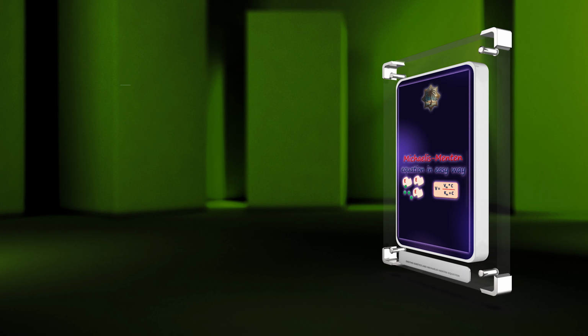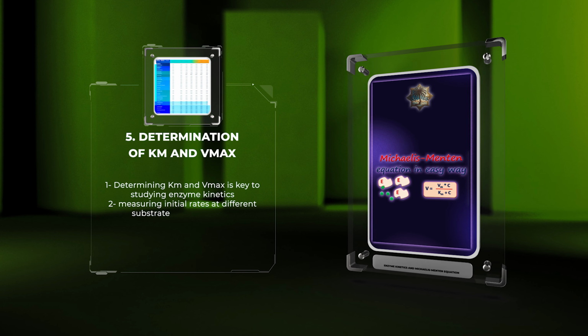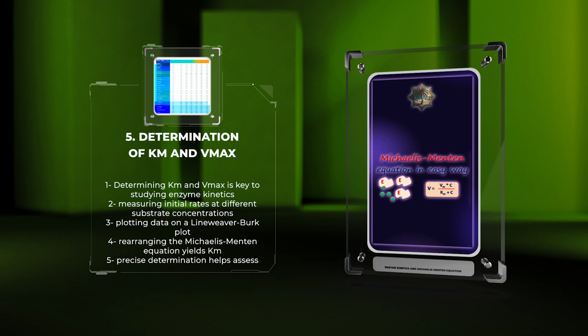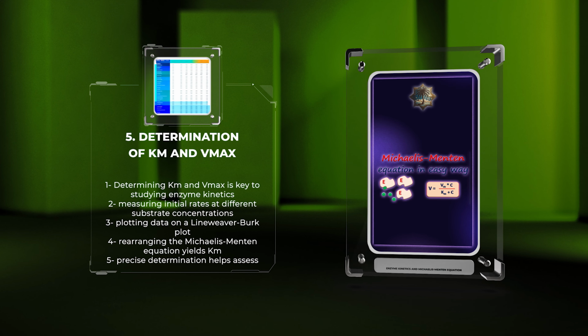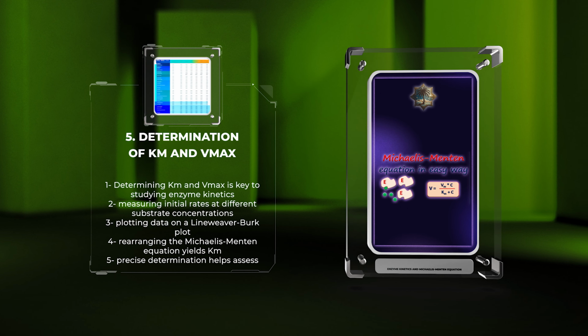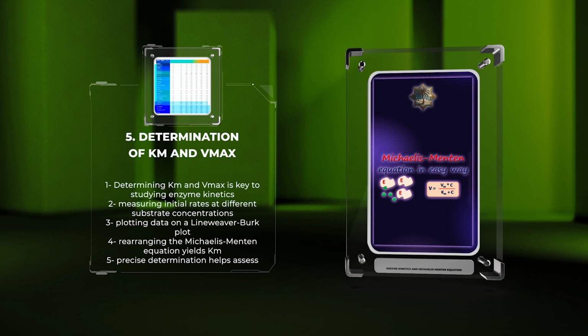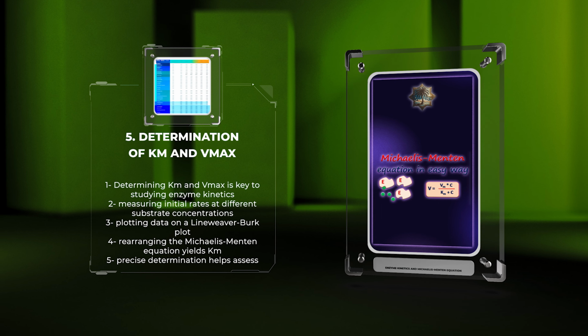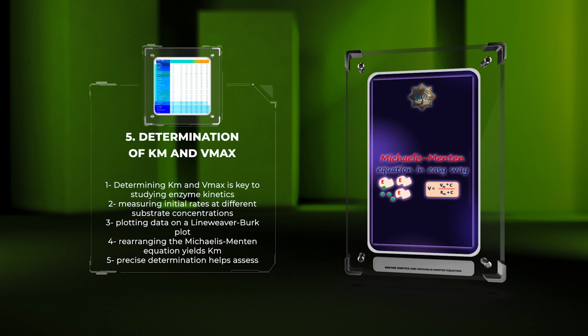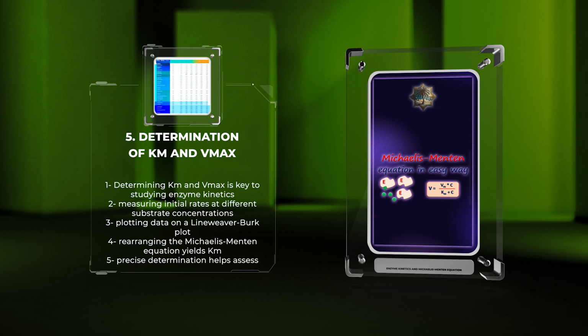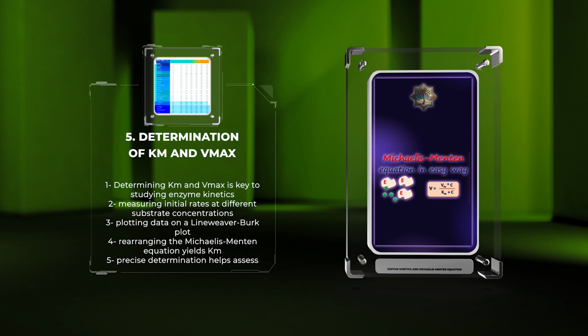Determining Km and Vmax is key to studying enzyme kinetics. One approach is measuring initial rates at different substrate concentrations, plotting data on a Lineweaver-Burk plot. Alternatively, rearranging the Michaelis Menten equation yields Km, revealing substrate concentration at half of Vmax. Precise determination helps assess enzyme efficiency, substrate affinity, and limitations in physiology or disease.